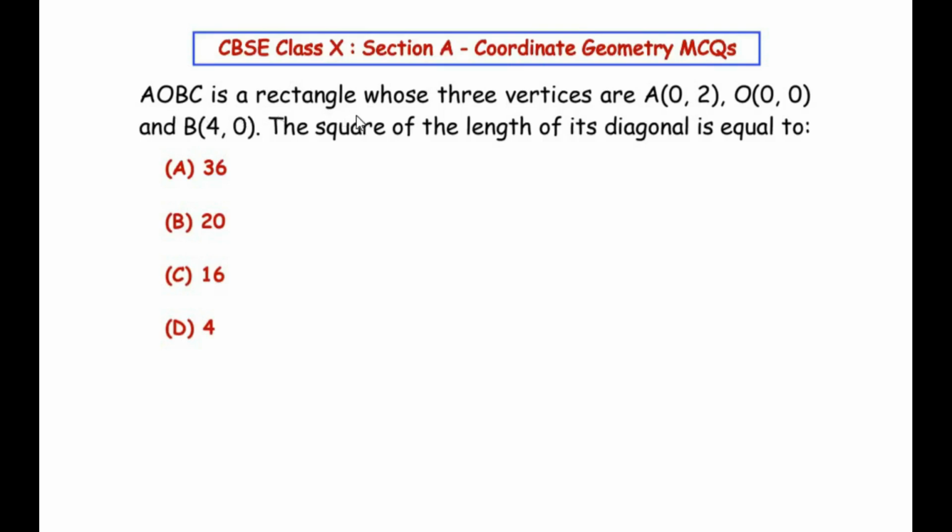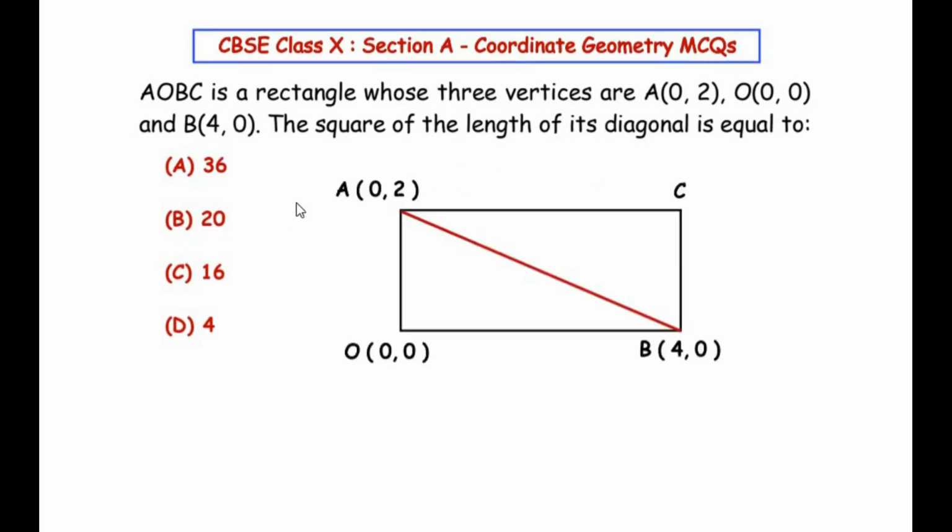AOBC is a rectangle whose three vertices are A 0, 2, O 0, 0 and B 4, 0. The square of the length of its diagonal is equal to. So let us try to understand this question by drawing a rough figure first. So here it has been mentioned that AOBC is a rectangle. So we have drawn the rectangle AOBC over here and the respective vertices are being marked according to the given coordinates. Now we have to find out the square of the length of its diagonal.